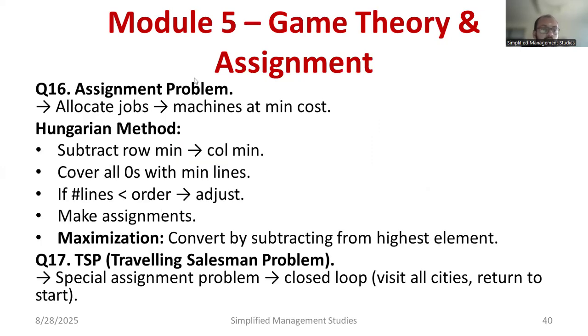Okay, so these are the important questions. The other one is the assignment problem. What is the assignment problem? Allocate the jobs to machines at the minimum cost. That is called the assignment problem. One of the important methods is known as the Hungarian method. Subtract row minimum, column minimum. Cover all the zeros with the minimum lines. If lines are less than the order, then you have to adjust it. Make the assignments. Maximization will be converted by subtracting from the highest element. That is called maximization. I request you to remember these important points for your examination.